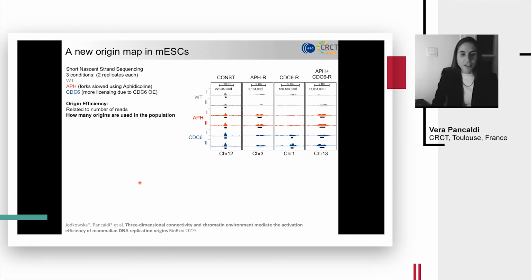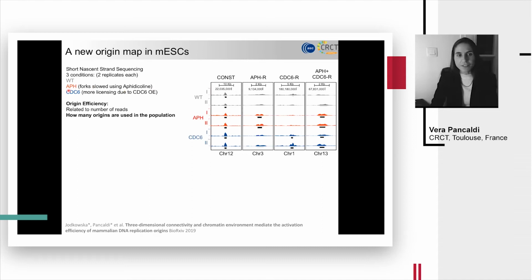So what we have done in collaboration with Juan Mendez at CNIO in Madrid, when I was in Madrid a long time ago, was produce a new origin map in mouse embryonic stem cells. We used short nascent strand sequencing, which is a method to sequence the little pieces of DNA that are being replicated. Interestingly, we were able to compare a wild type mouse embryonic stem cell with cells treated with aphidicolin, or APH for short, which is a treatment that slows down the replication forks and generates mild replication stress.